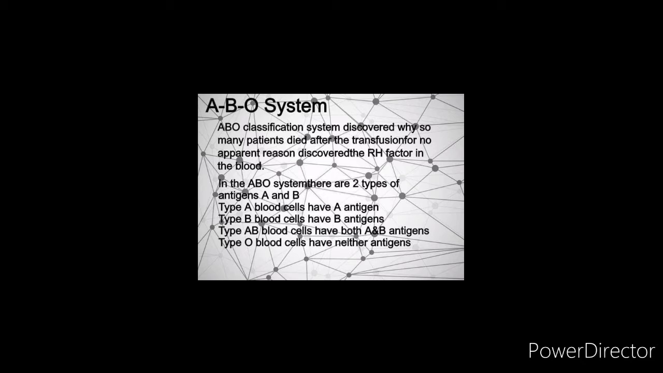ABO system. The ABO classification system discovered why so many patients died after transfusion for no apparent reason. They discovered the Rh factor in the blood. In the ABO system, there are two types of antigens, A and B. Type A blood cells have A antigens. Type B blood cells have B antigens. Type AB blood cells have both A and B antigens, and type O blood cells have neither antigen.